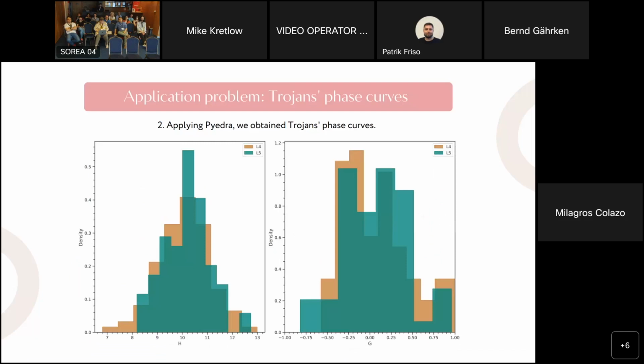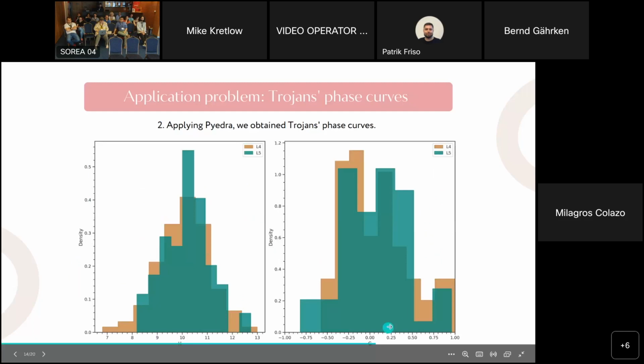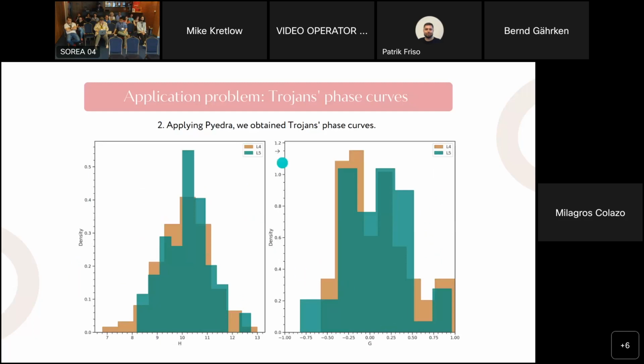But if we analyze the H and G distributions of the Trojans and compare the Lagrangian points L4 and L5, we can see there is no difference in absolute magnitude and the slope parameter.